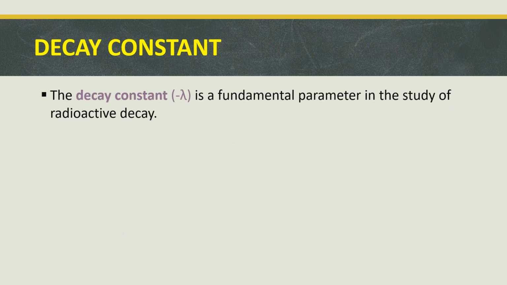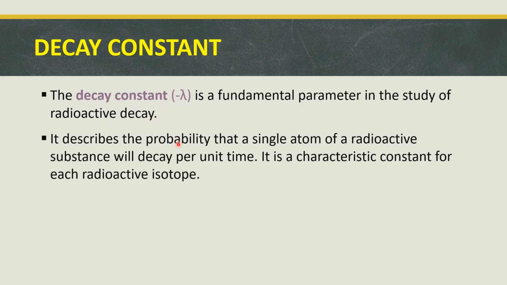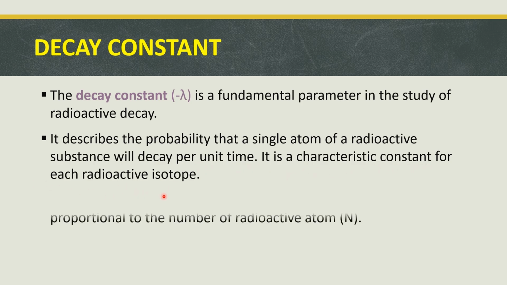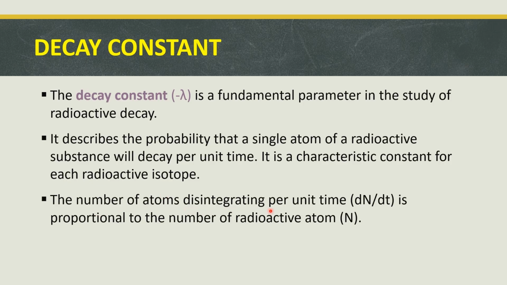So, the decay constant, represented by minus lambda, is a fundamental parameter in the study of radioactive decay. Here the minus sign represents the decay or disintegration. It describes the probability that a single atom of a radioactive substance will decay per unit time. It is a characteristic constant for each radioactive isotope. The number of atoms disintegrating per unit time, that is dN by dt, is proportional to the number of radioactive atoms, that is N. So mathematically, dN by dt is directly proportional to N.